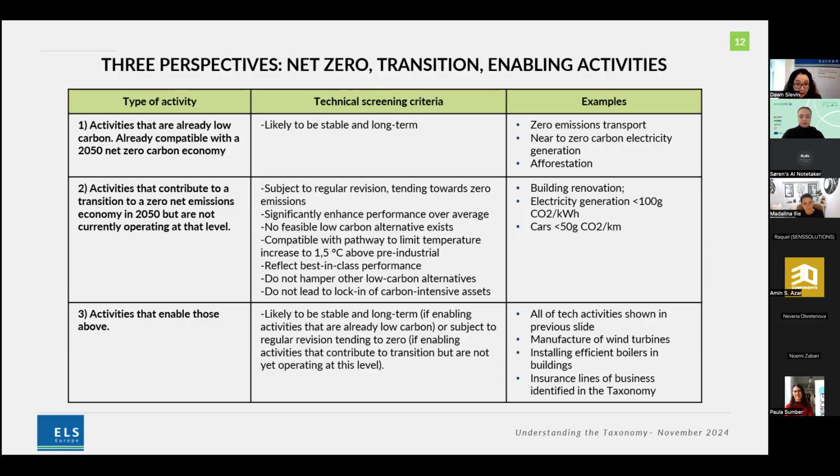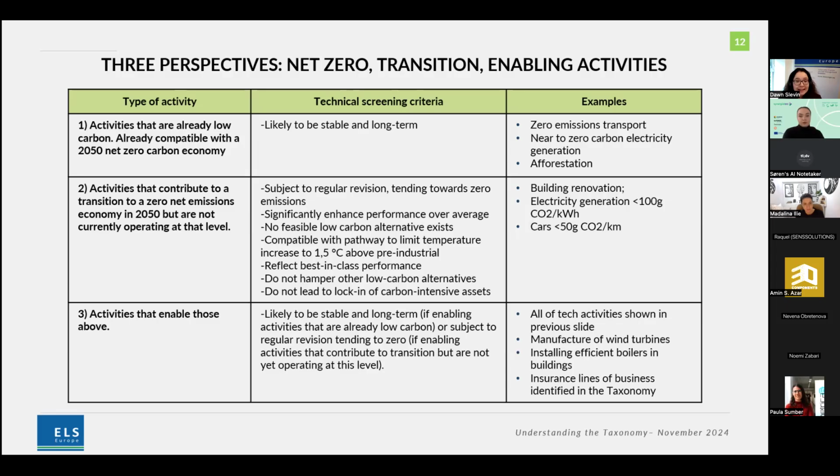And to give an example, hybrid cars have been eligible if they achieve a minimum of 50 grams of CO2 equivalent per kilometre. Electricity generation that's below 100 grams of carbon dioxide equivalent per kilowatt hour would be transition. And the idea is that these would be ramped up over time towards net zero.